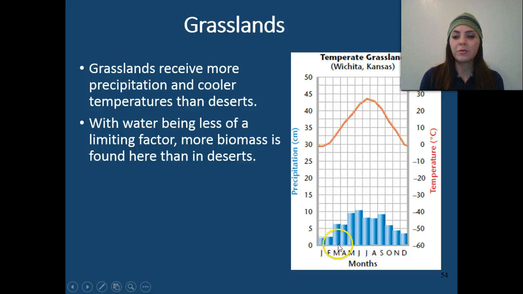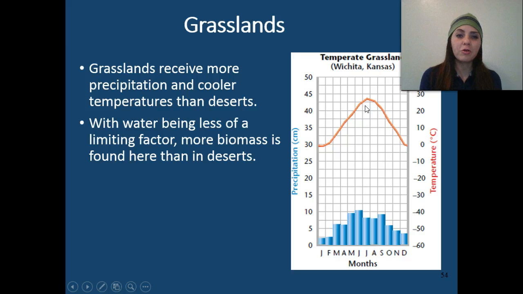So January, February, as well as November, December have kind of low rainfall, below 10 centimeters. The rainfall and precipitation kicks up in March, June, July, August. That's going to be the wet season of the grasslands. And then in the winters, we typically have temperatures right around freezing, 0 degrees Celsius right here. And then they get pretty hot in the summers.